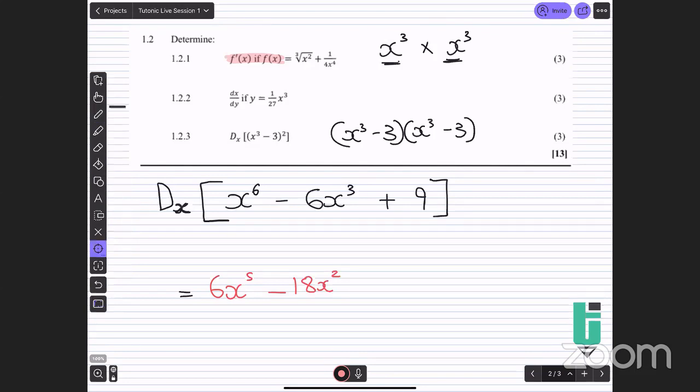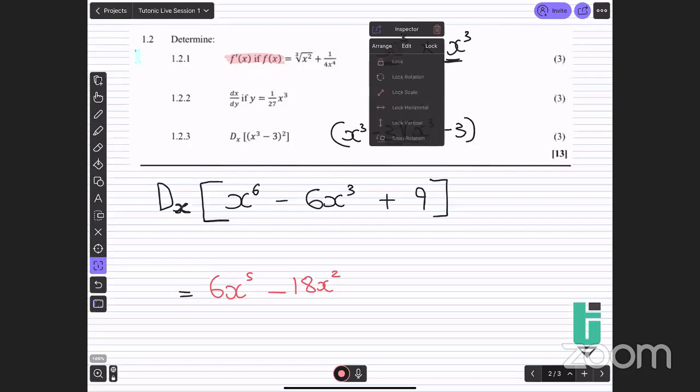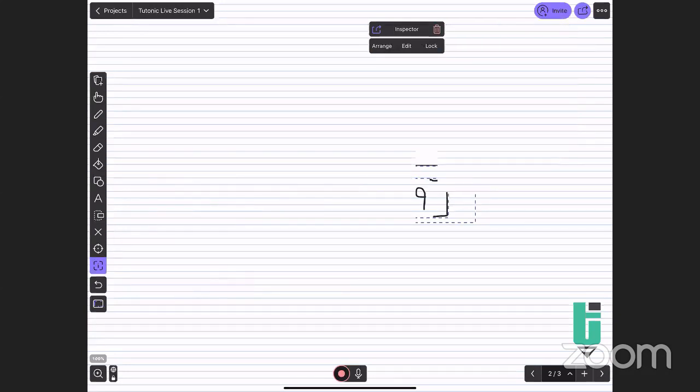Is anybody unsure? Amaro, you asked the question, so which part were you unsure about? It's just the first one. You mean the first one as in 2 over x? Or this one, 1.2.1? Okay, but does it make more sense now? Do you see, just write it as x to the 2 over 3 and a quarter x to the minus 4? Yes. Okay. So we can move on to the next question.